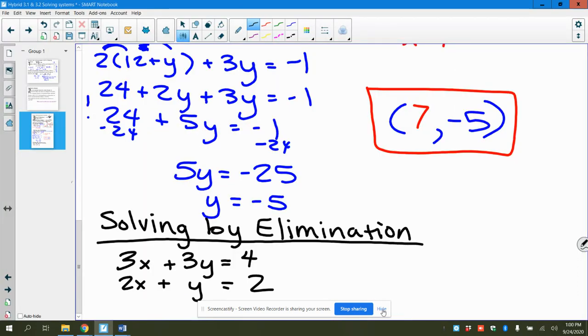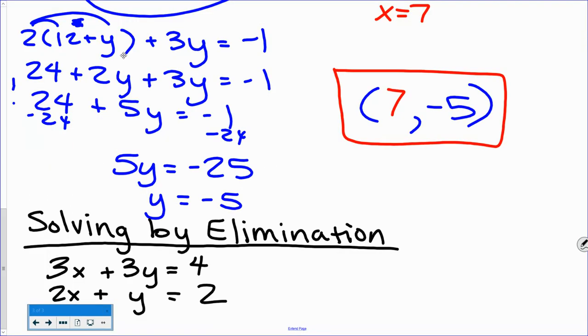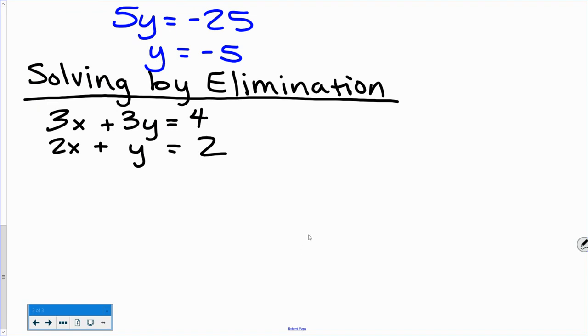Okay, and we are back. So we're going to be solving this problem by elimination. In order to do elimination, I need to have all of my variables in line with each other. Right now this is set up well for elimination. My x's are lined up, my y's are lined up, and it is equal to my constant, the number that's all lined up.